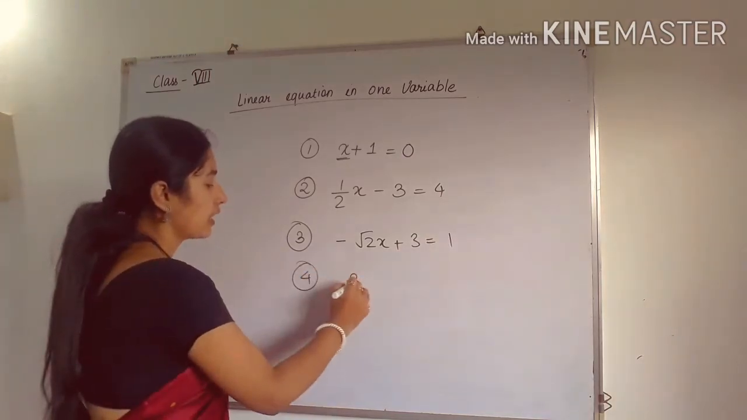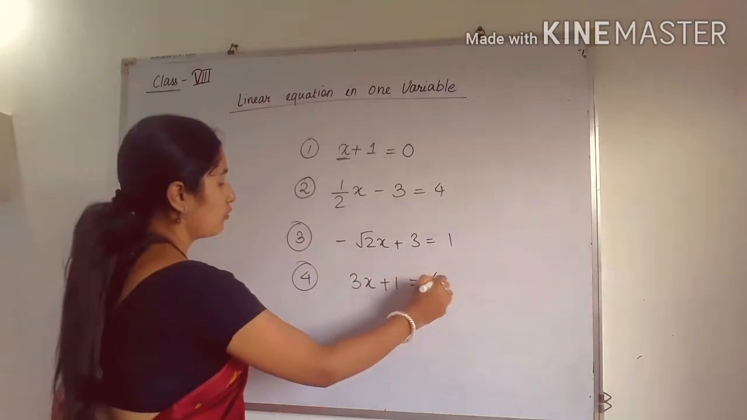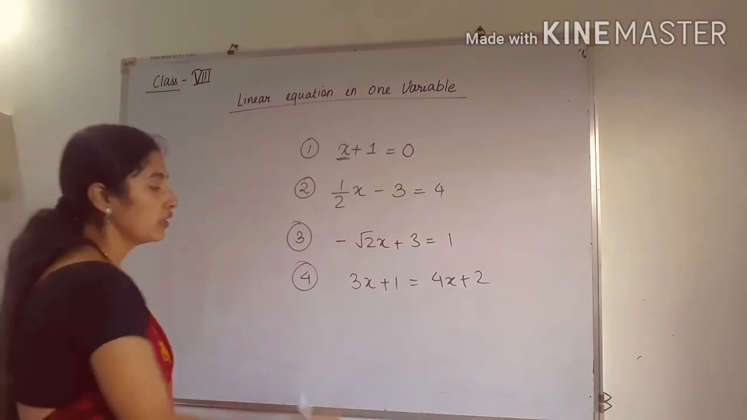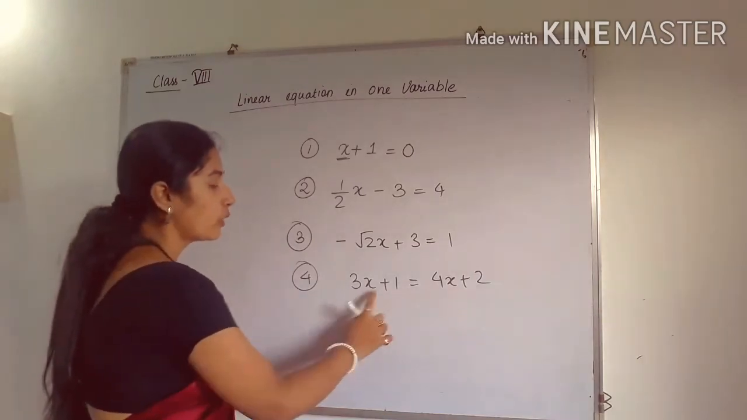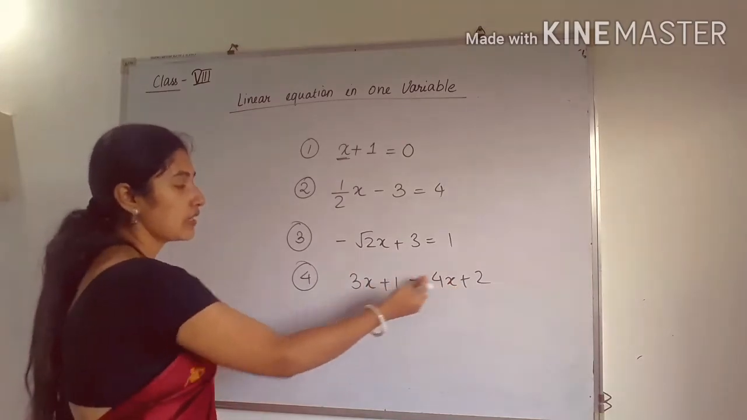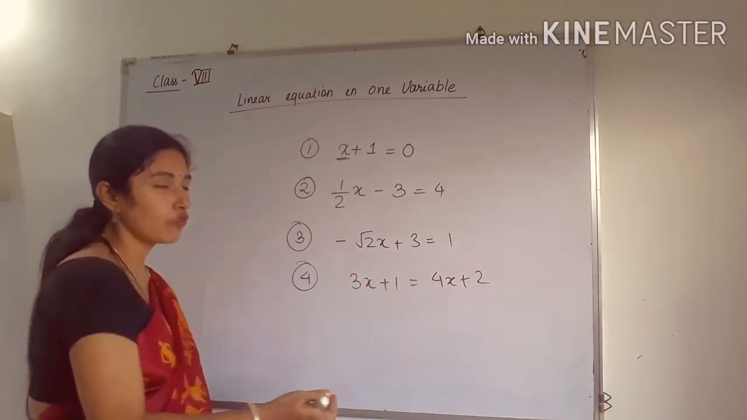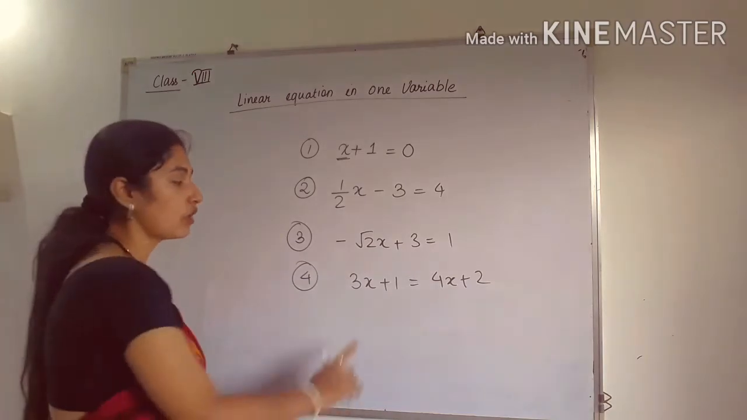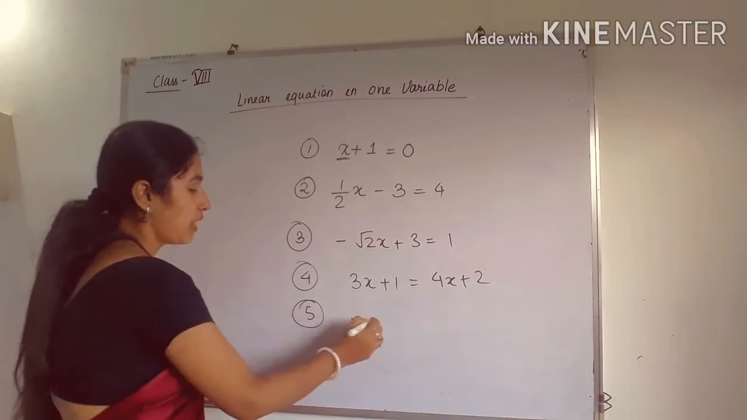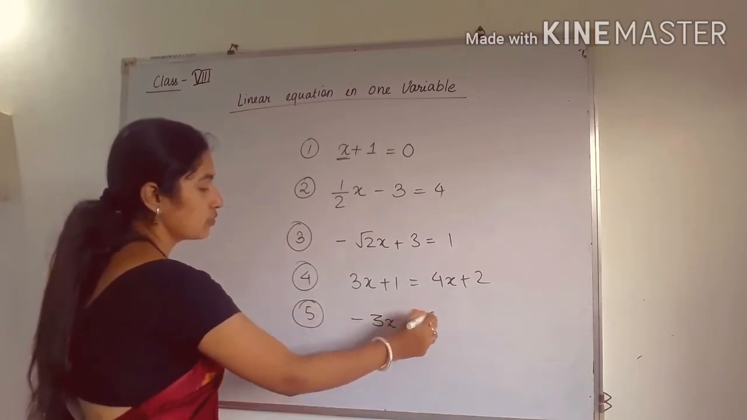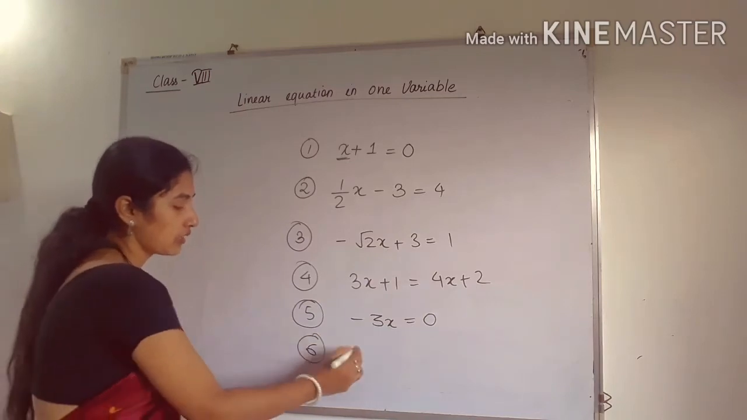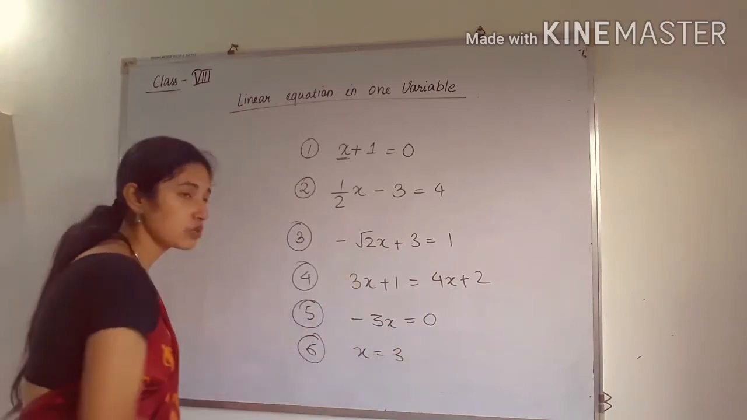Similarly, 3x plus 1 is equal to 4x plus 2. This is also a linear equation. Okay, you can say here there are 2x present, but after transposing 4x to that side you can easily solve with 3x and there will be only 1x. Okay, that means only one variable we have. Okay, next number 5, minus 3x is equal to 0. This is also a linear equation. Number 6, x is equal to 3. This is also a linear equation.